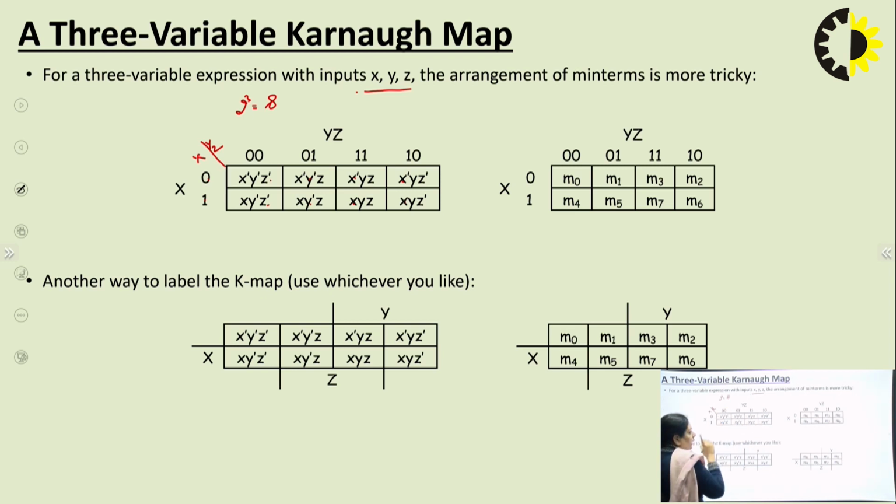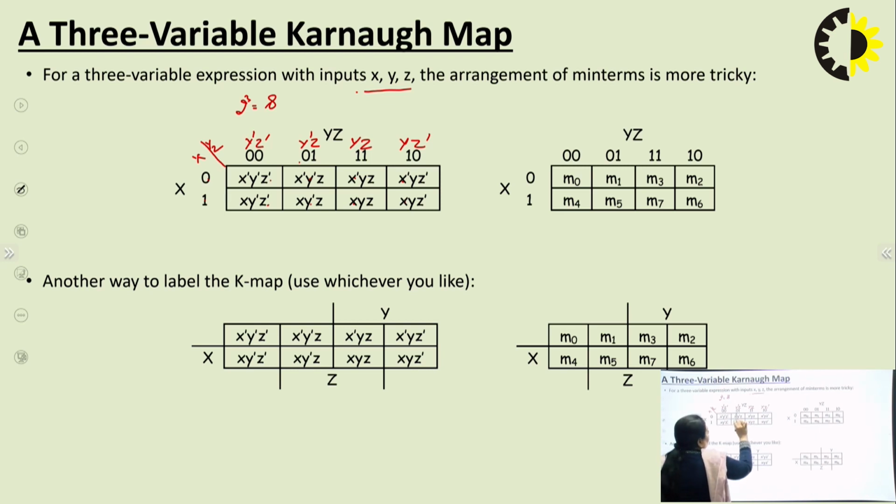See now, what would be the adjacency here? Adjacency is that each term changes by only 1 bit. So here it is 0 0, that is y dash z dash, then y dash z, yz and yz dash. See, here 0 0 to 0 1, only 1 bit is changing, 0 to 1.